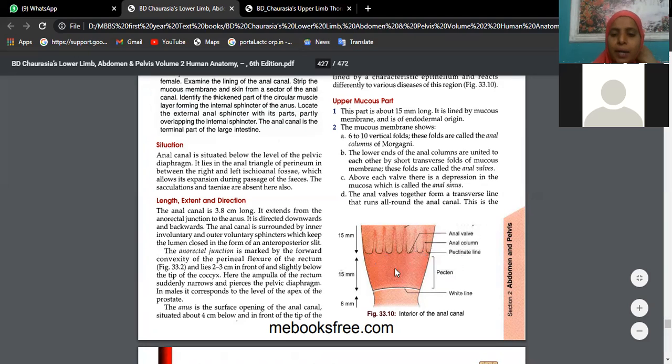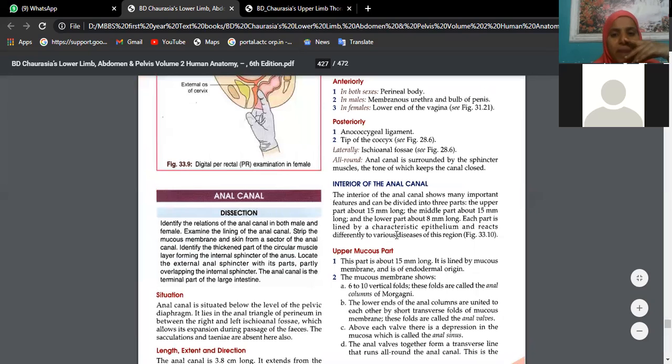Now this is the middle one, the third area, where you will not find any mucosal fold, and here also there is one white line, the white line of Hilton, below which you will find true skin, with sebaceous glands, hair and all. That is below the white line. So this white line indicates the mucocutaneous junction. This is all mucous layer and this is skin, and together you call it the mucocutaneous junction. So that is what is described in the interior of the anal canal.